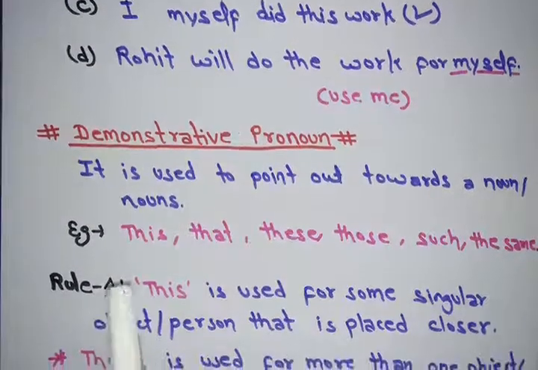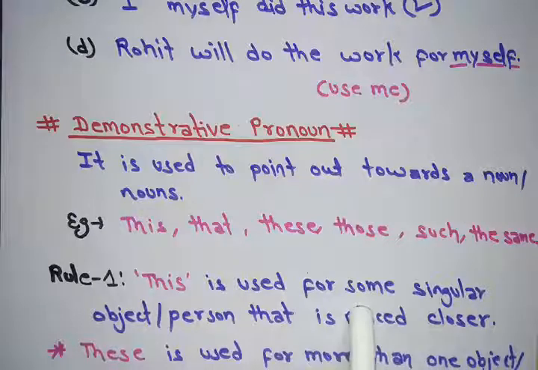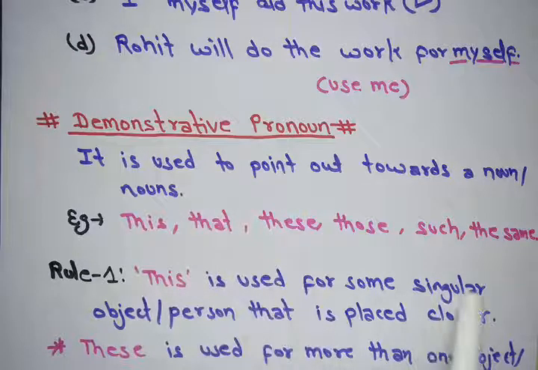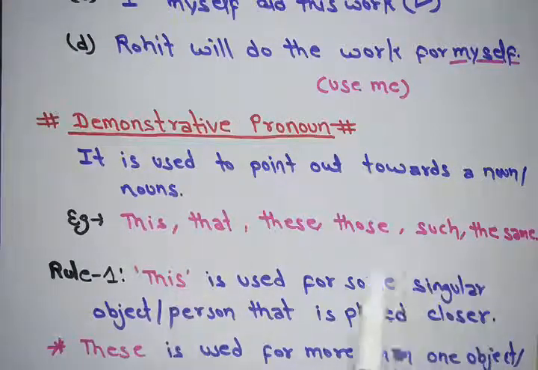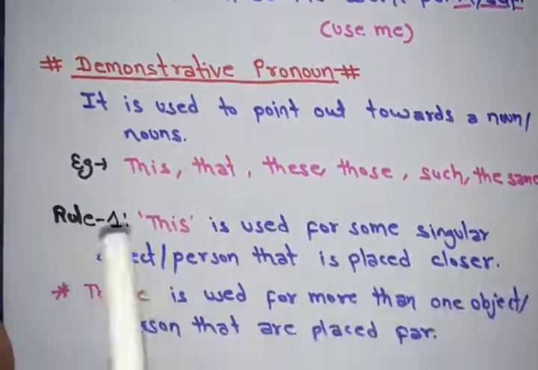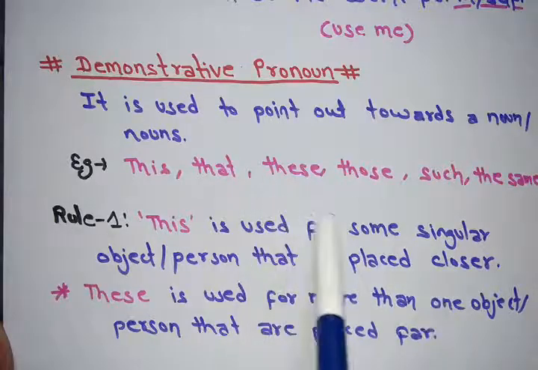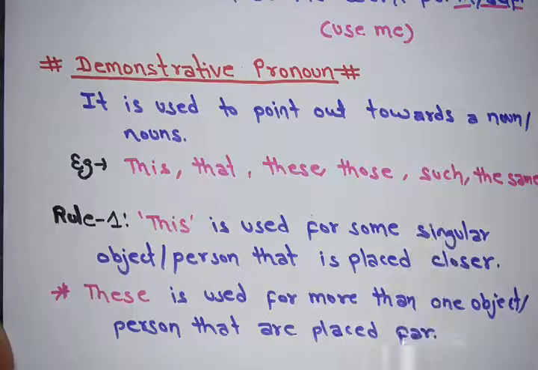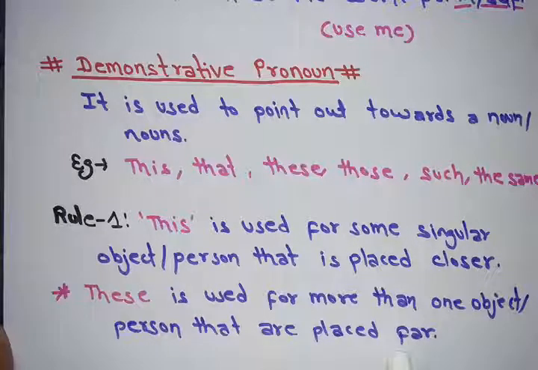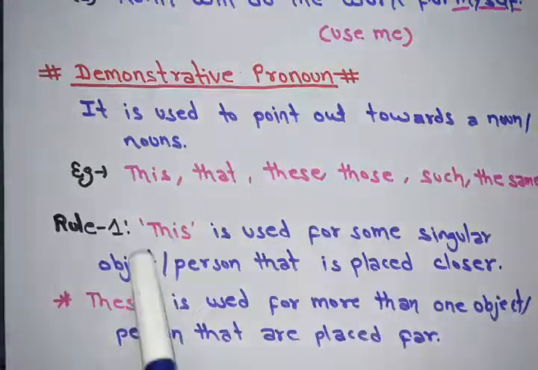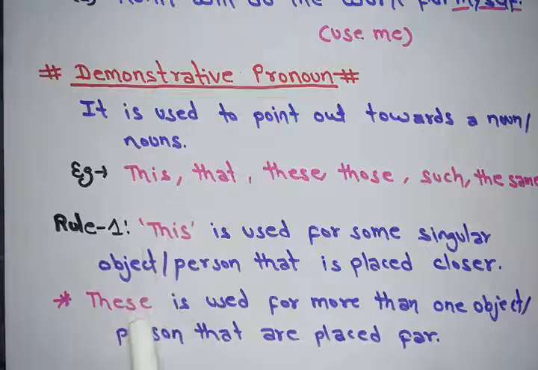Its rule number one: this is used for a singular object or person that is placed closer, and these is used for more than one object or person that are placed far. Far means a big distance. So this is the difference between this and these.